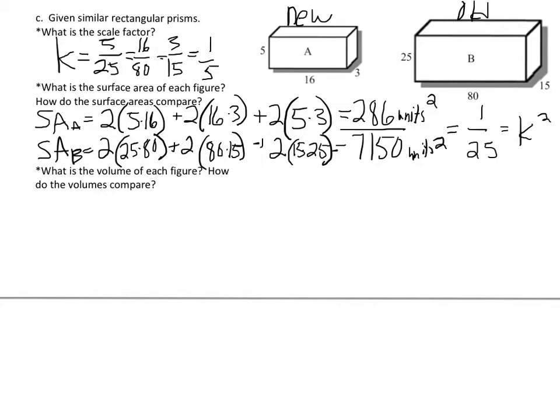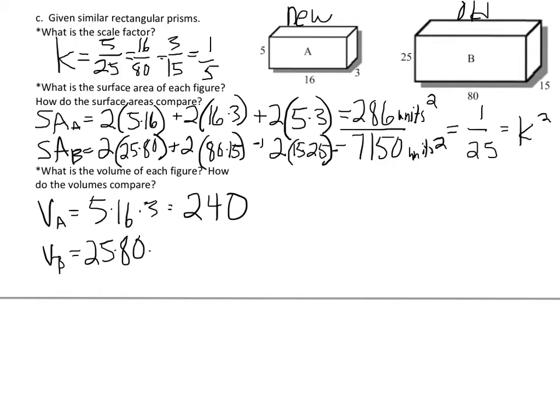And what's the volume? Once again, I can kind of predict it's probably going to be k cubed, because volume is in 3 dimensions, and we've kind of figured out that relationship of k and volume being k cubed, but let's just double check. So we have the volume of A, which remember is length times width times height. So that would be 5 times 16 times 3, which we get to be 240. And the volume of B, which we get to be 25 times 80 times 15, which is 30,000. Put new over old, and we can actually simplify that down to be 1 over 125.